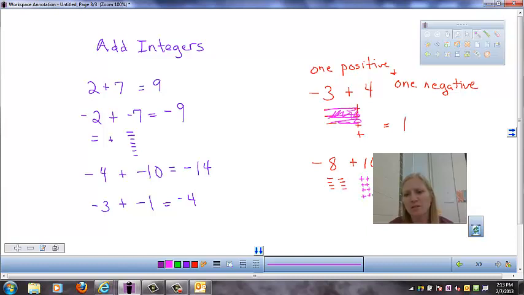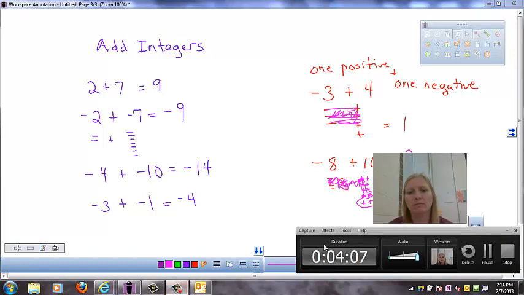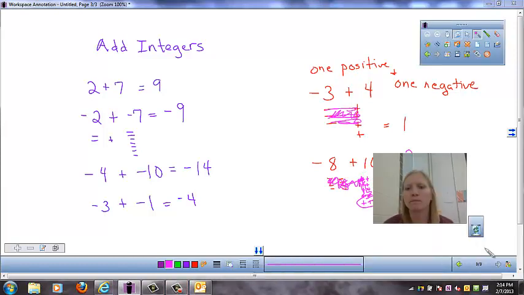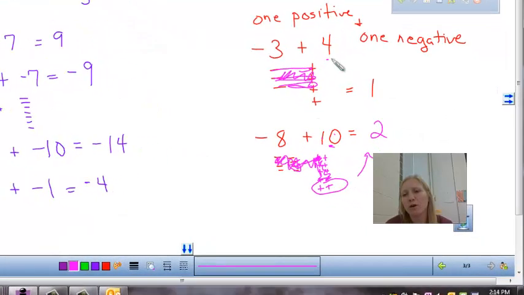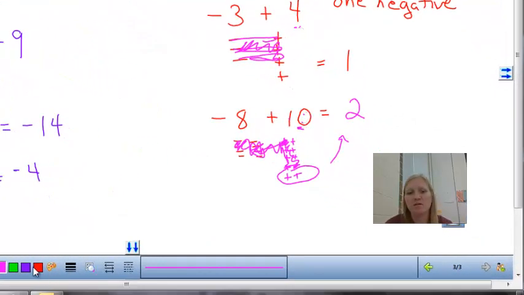I'd have lots of positives. I don't know if I can even write them all down. And 8 of these are going to go away. These 8 are going to go with these 8. Just like you were subtracting, you're going to subtract 8 of them away. So 10 minus 8 is positive 2. You get positive 2, not negative 2, positive 2. Now the other thing that can happen, if you notice, is that in both of these, the 4 was the positive number and 10 was the positive number.